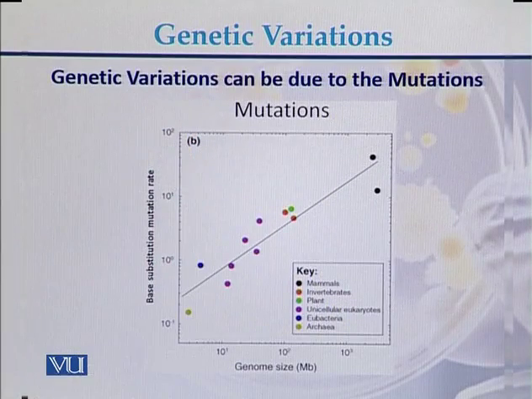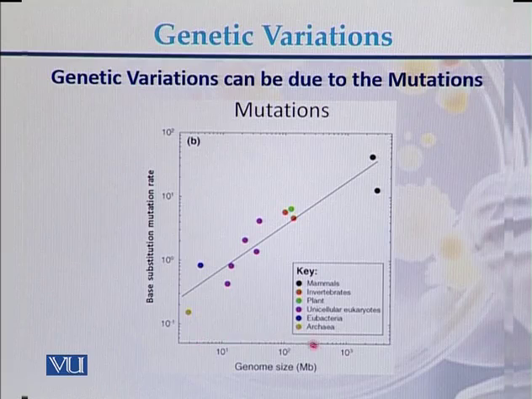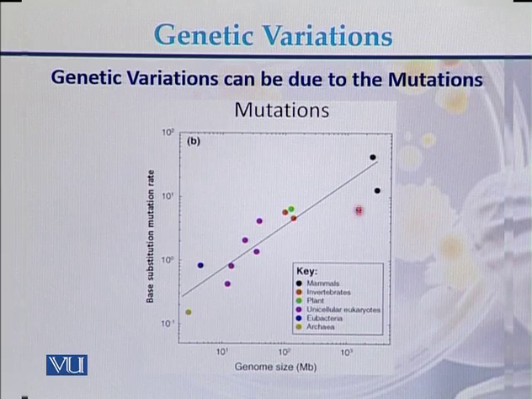This is the first reason that genetic variation can be due to mutations. Mutation is a phenomenon that usually occurs in genomes. Here we can see that the mutation rate is higher in mammals. In mammals, the mutation rate is high and the genome is also large in size. Going down, the mutation rate is found in invertebrates and plants, then unicellular eukaryotes, then eubacteria and archaea.